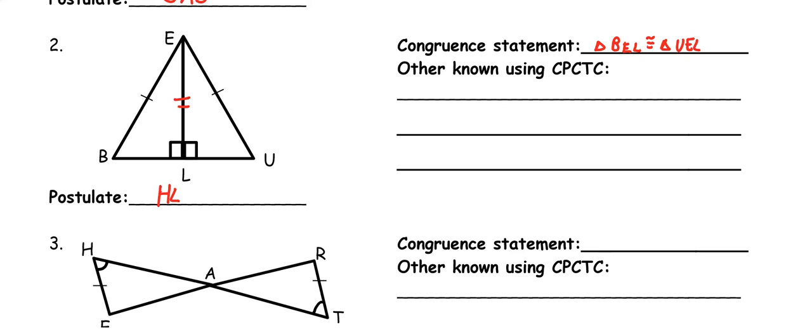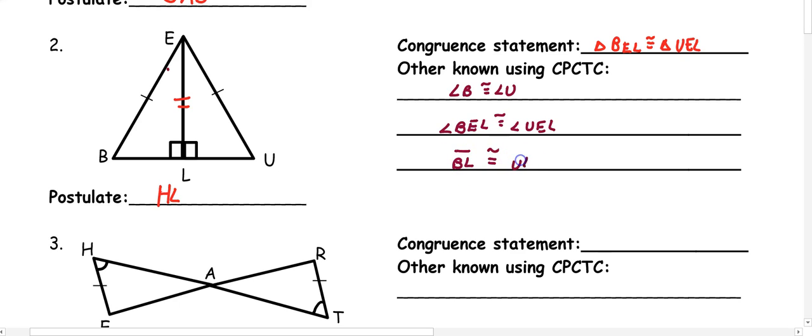And then we need to know 3 other things that are not marked congruent. So right now we know that angle B is congruent to angle U. We know that angle BEL, the angle at the top, is congruent to angle UEL. And we know that BL is congruent to UL.